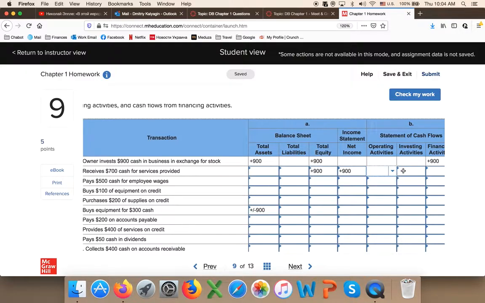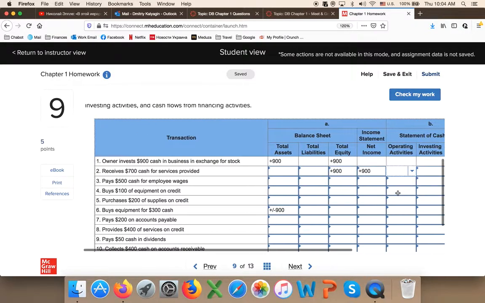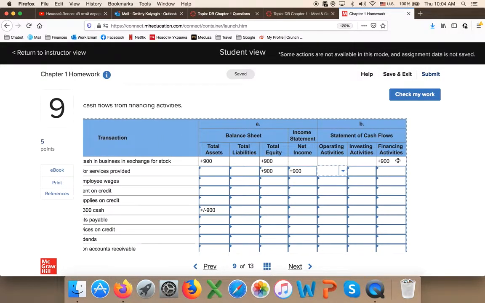And then for the statement of cash flows, if there is a cash transaction, only cash, you have to classify it as either operating, investing, or financing activity. Like the first transaction, the owner invests $900 cash, asset goes up. In exchange for stock, common stock, equity goes up. There is no impact on income statement. There's no revenue, no expense. And then there's cash, and this cash is a financing activity.